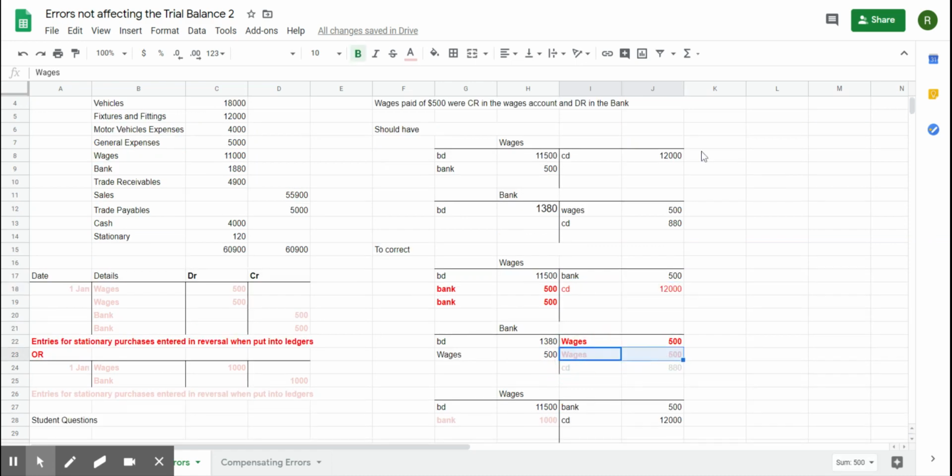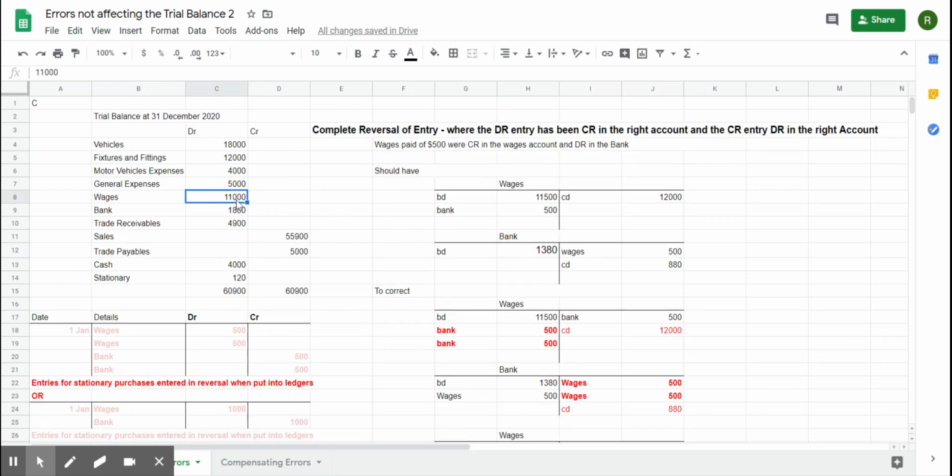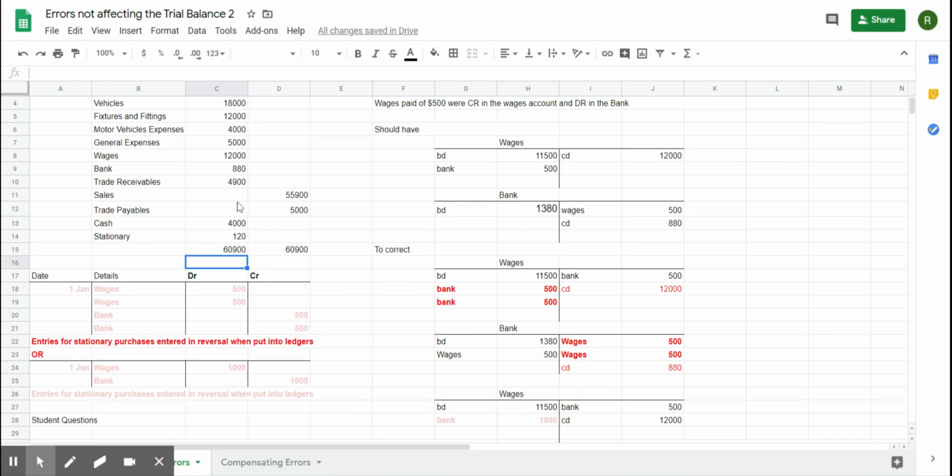And similarly with the bank account, we need to put a second credit entry in for 500. The first 500 has got rid of the error. The second 500 has put the correct amount into the account. And if we look at it now, the balance CD is going to be 880, and that's what it would have been if we'd done it all correctly. So if I go into the trial balance now, and I put the 12,000 into the wages, and the 880 into the bank, it still balances at 60,900, but I've now corrected the error.